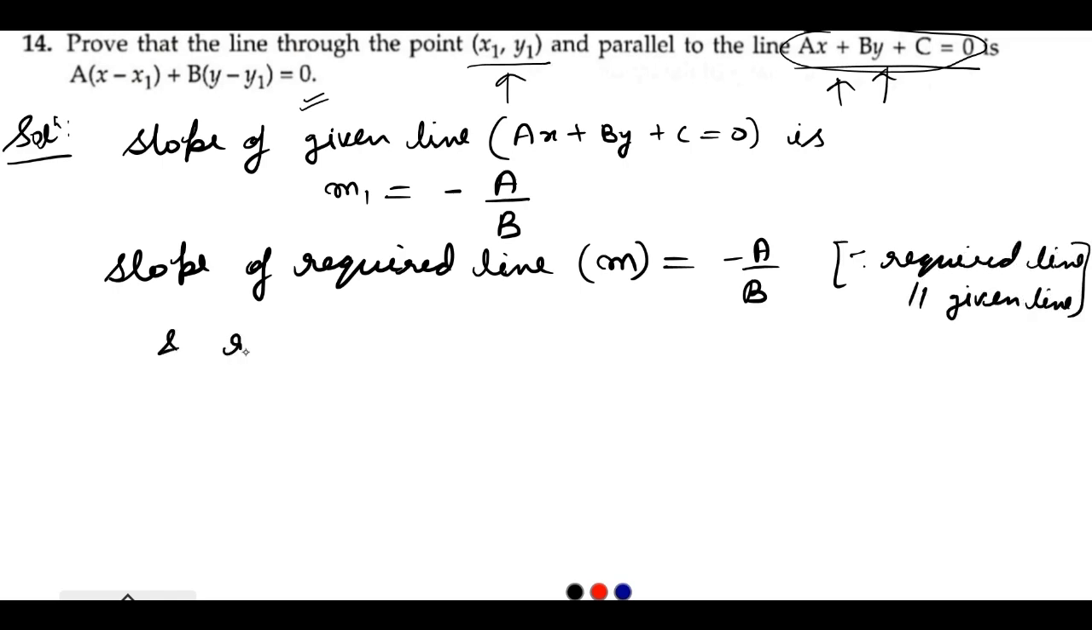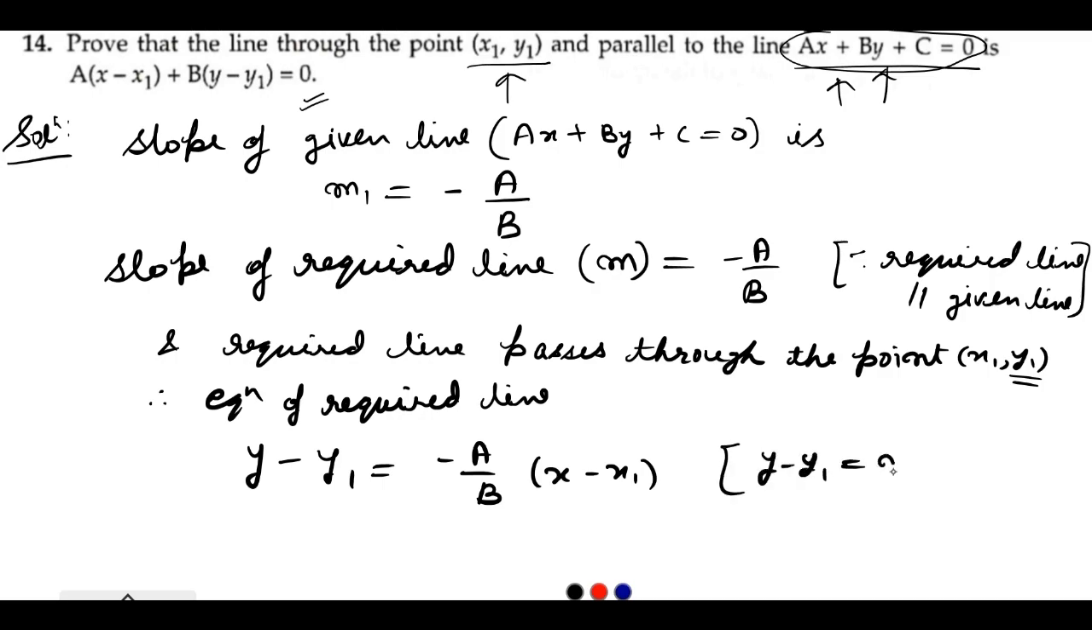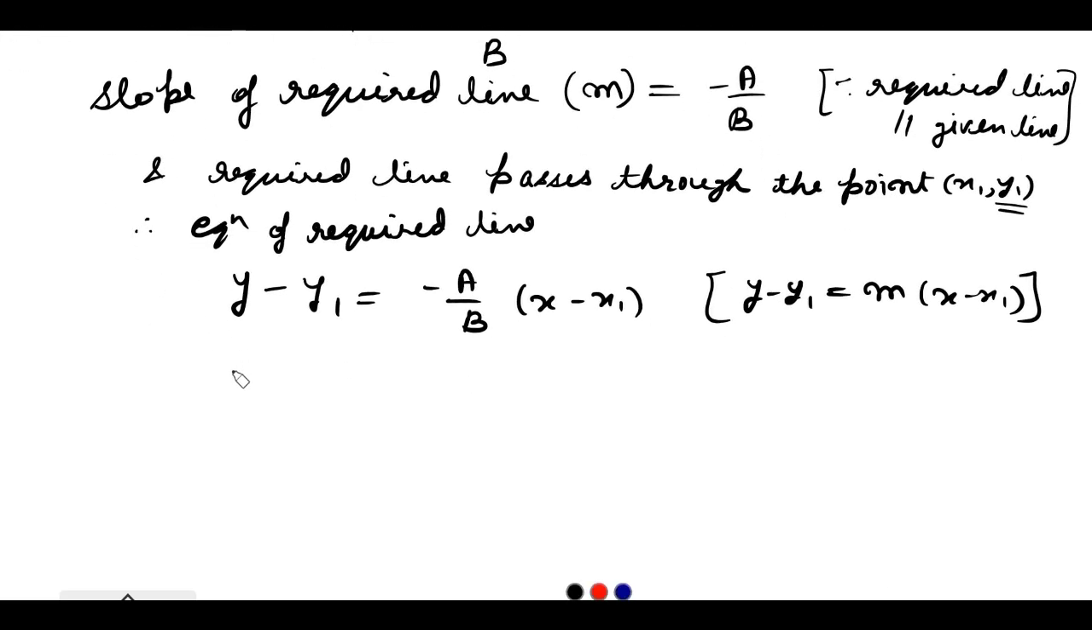And the required line will be y minus y1 is equal to m times x minus x1. We are using y minus y1 is equal to m x minus x1, the slope and point form. Now cross multiply and solve this.